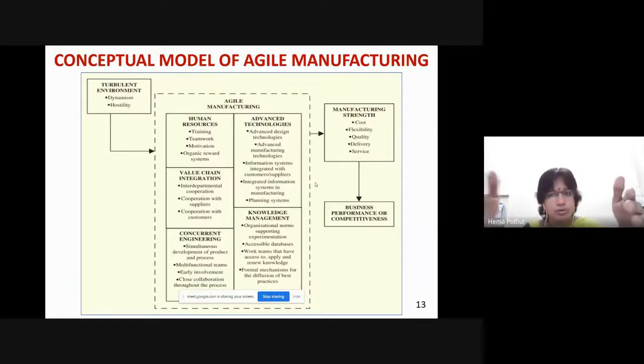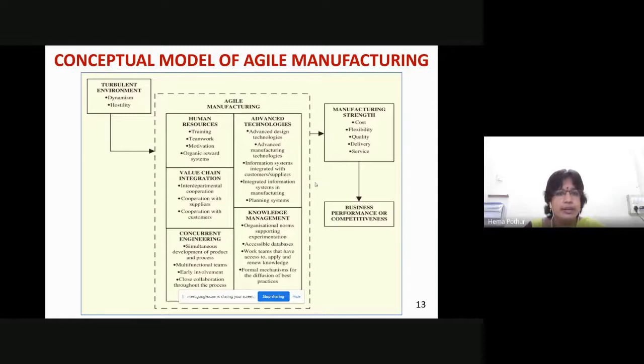That drooping time period we need to stretch much further ahead, so that we enhance the life cycle of our product. Simultaneously, we will also improve the product design, so that our product will sustain much longer in the market, without changing much with respect to either the production line or the process. Hope you understood the conceptual model of agile manufacturing.